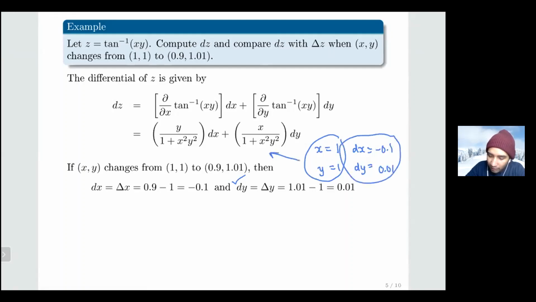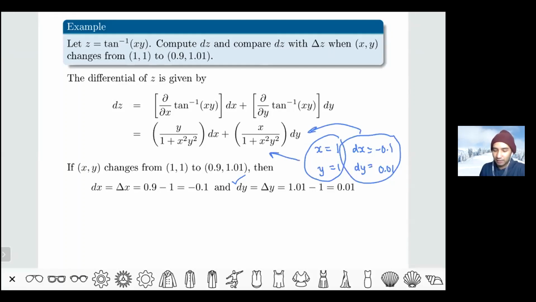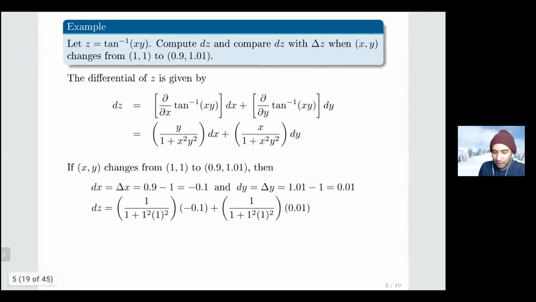Tapos, pasok nyo lang yan lahat dyan, para ma-compute natin yung dz. So, ito, pinalitan lang natin yung value ng x, ng y, x and y. Tapos, ito yung dx, saka ito yung dy. So, pag sinolve niyan, lalabas negative 0.045. Okay? So, this is dz. Okay?